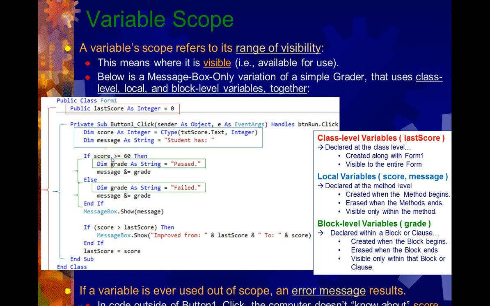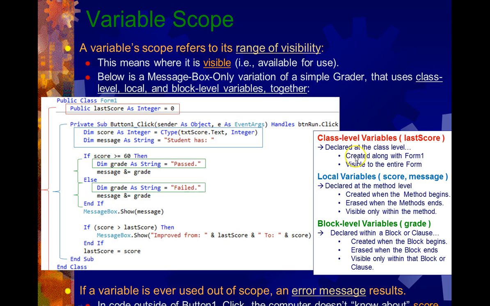But on the other hand, if score is not greater than 60, then we don't do this part here, right? But we do else, so we do this part, because it wasn't greater than or equal to 60. So then grade will also be created, but as soon as we finish here, grade will disappear again. So those are called block level.